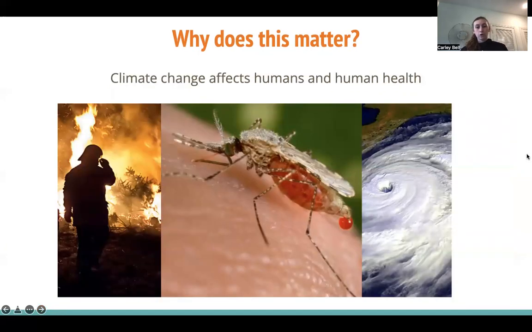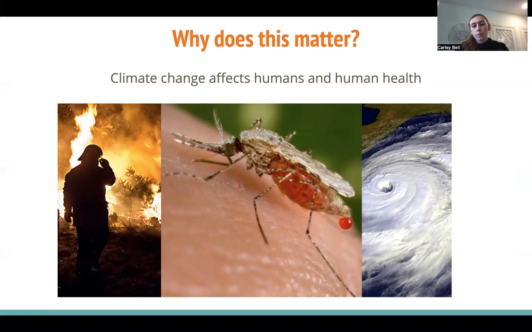And now at an even larger scale, climate change affects humans and human health. So we talked about how an increase in flow regime and an increase in temperature can make trout lose their habitat, and it damages the habitat for trout. But climate change is damaging our habitat as humans. On the left, I have a picture of a forest fire. And climate change has caused many damaging forest fires to happen, and that is affecting our habitat.